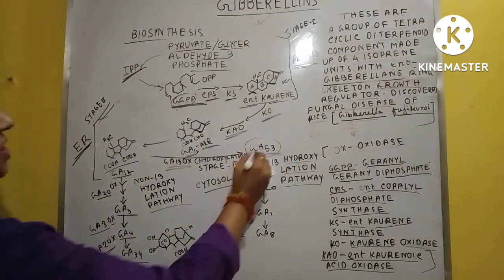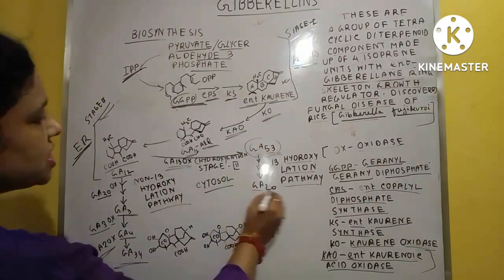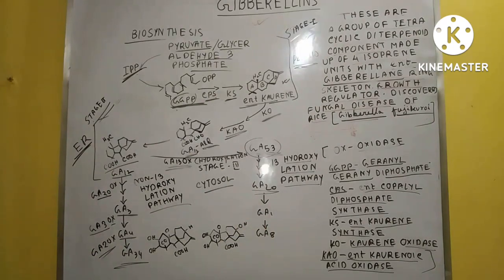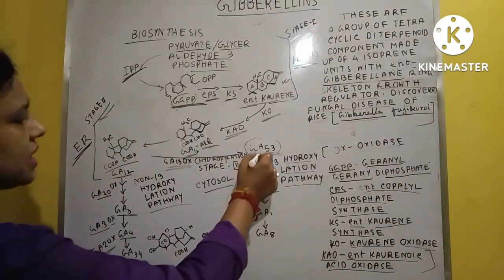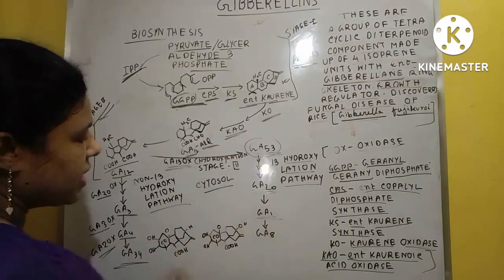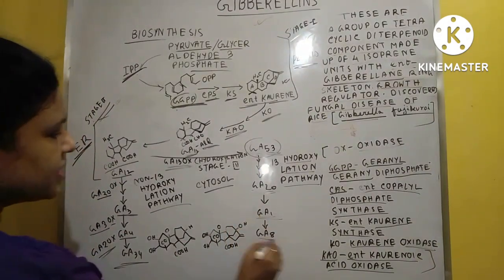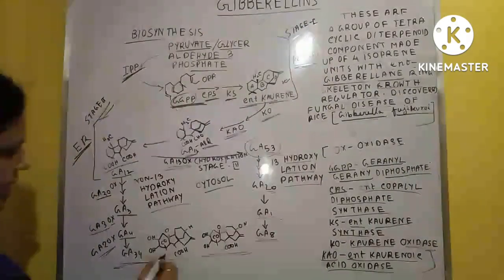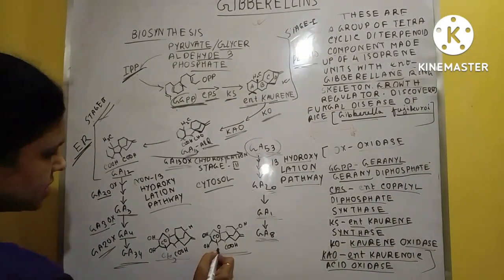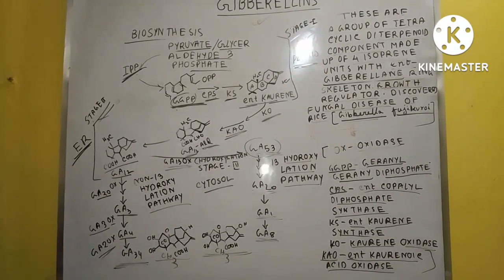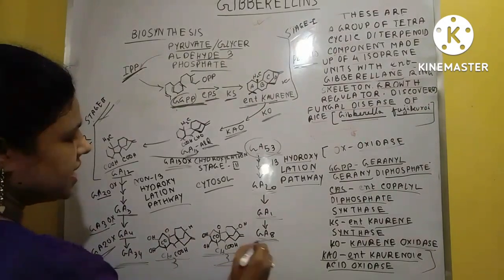What happened here? GA53 converts into GA20, and GA20 converts into GA1, and GA1 converts to form GA8. This is the structure of GA8, and here CH3 obviously. This is the CH3. So this is the structure of the GA34, and this is the structure of GA8.